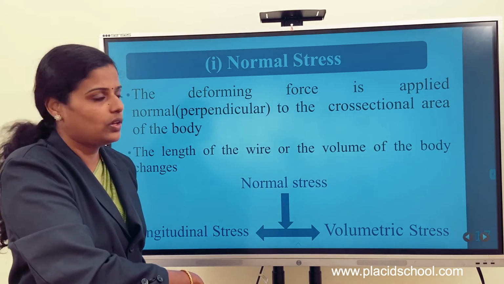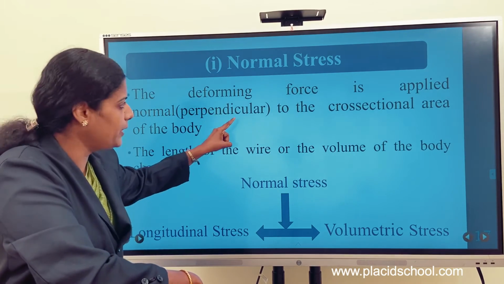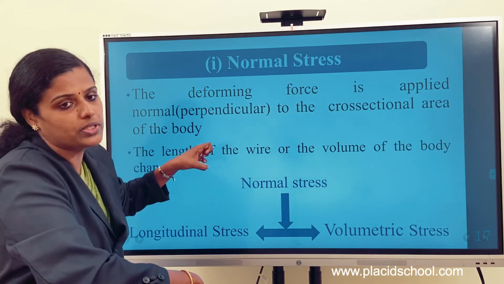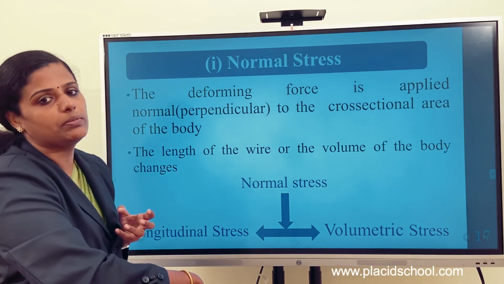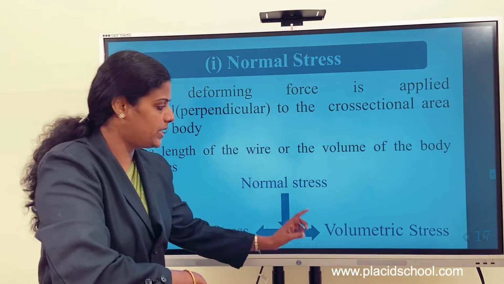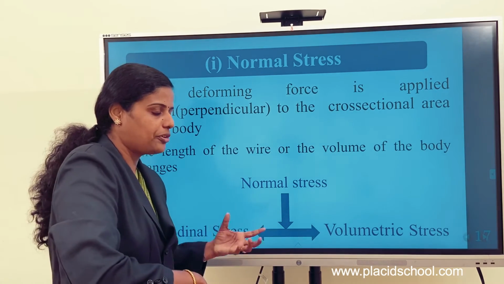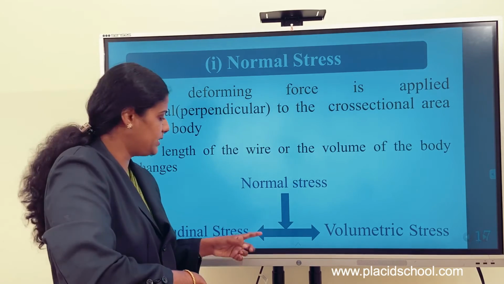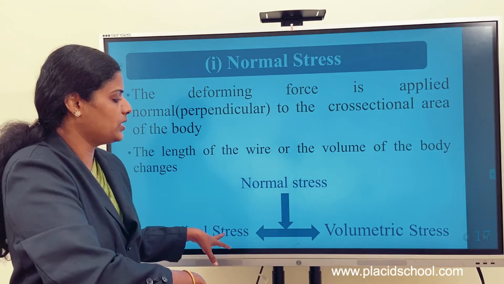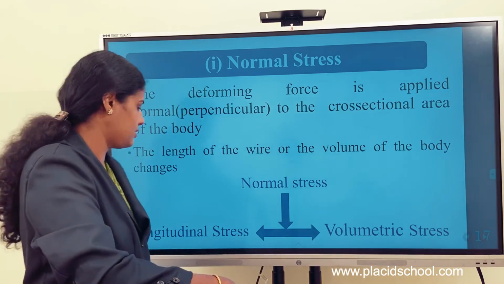And normal stress is the normal force, or perpendicular force, to the cross-sectional area. And due to this force, what happens? Its length or volume changes. If the length changes, it is known as longitudinal stress. If the volume changes, it is known as volumetric stress. The restoring force per unit area, if the force is in the longitudinal direction, we say it's longitudinal stress, and if it is along the volume, we say it's volumetric stress.